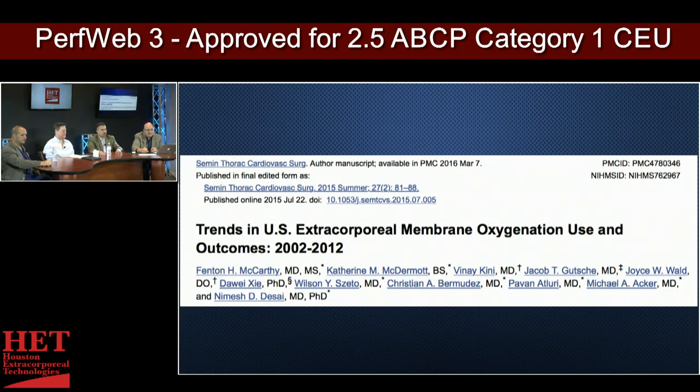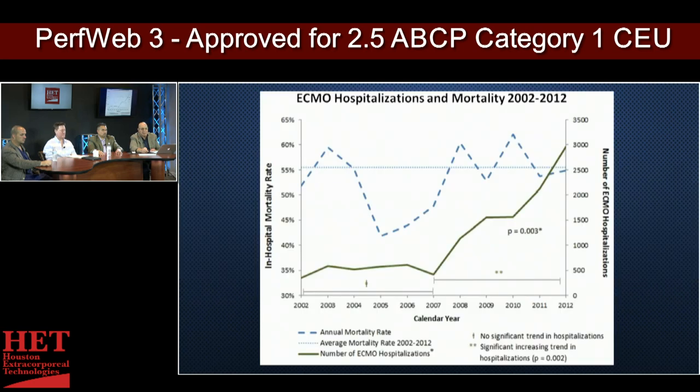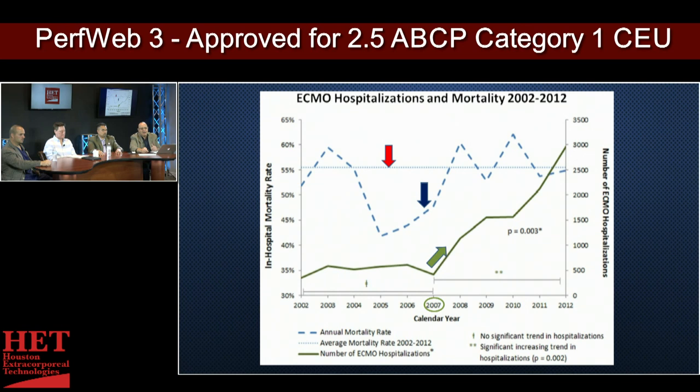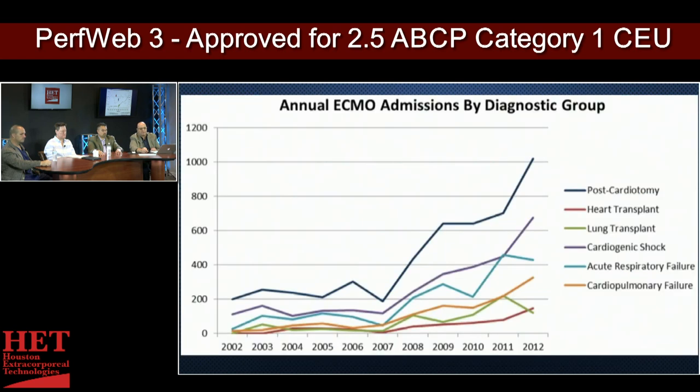In addition to that, in this article from Seminars in Thoracic and Cardiovascular Surgery, trends in U.S. extracorporeal membrane oxygenation use and outcomes from 2002 to 2012. Now, if you look at the center line that looks fairly flat right there, that is the average mortality, which has stayed fairly consistent. And you'll see some narrative about that here in just a second. You look at the dashed line, and that's the yearly mortality. And then if you look at the green line in 2007, that's the utilization. That is a very, very steep curve.